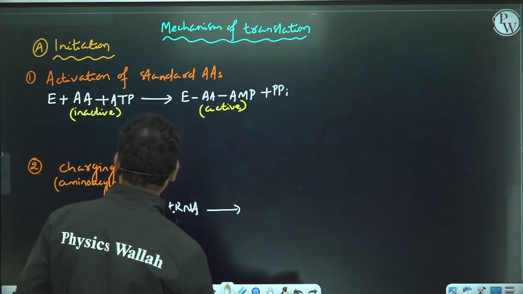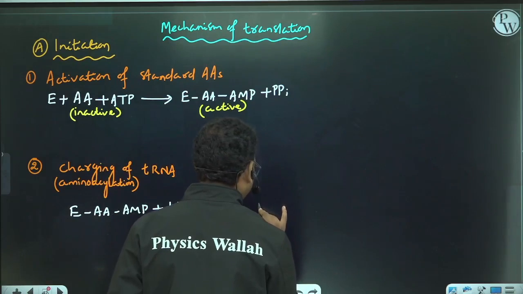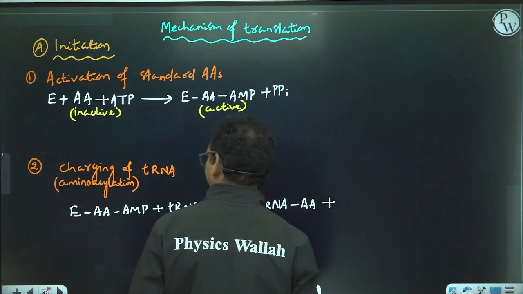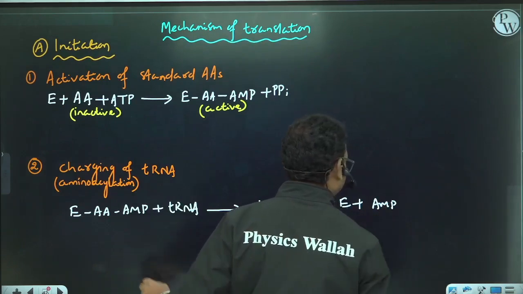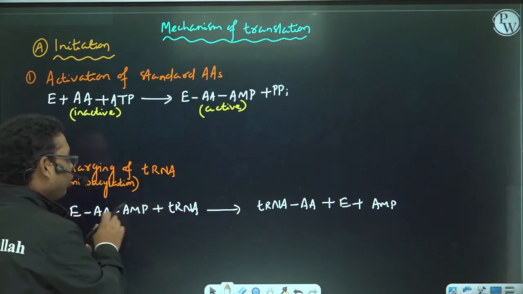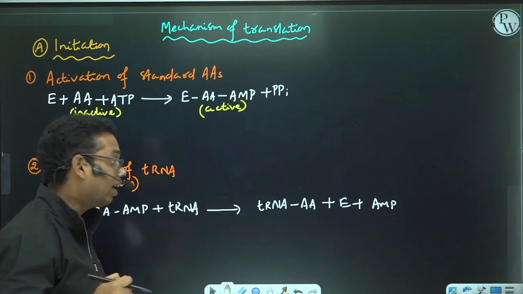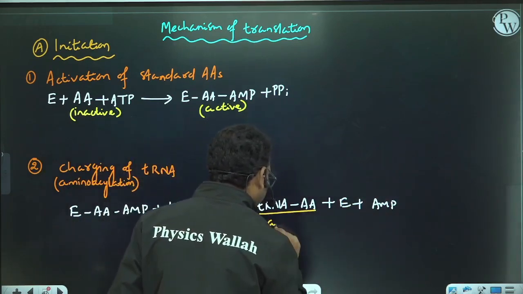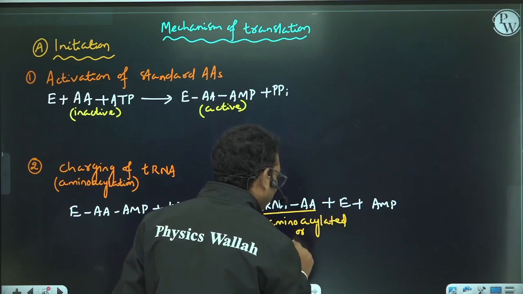Okay, so now what is going to happen? This enzyme will transfer this amino acid to this tRNA. So I will get this tRNA which is bound with the amino acid, plus enzyme plus AMP. Okay, so this enzyme is adding this amino acid to this tRNA, and addition of an amino acid is called amino acylation. Okay, and this tRNA is called amino acylated or charged tRNA.